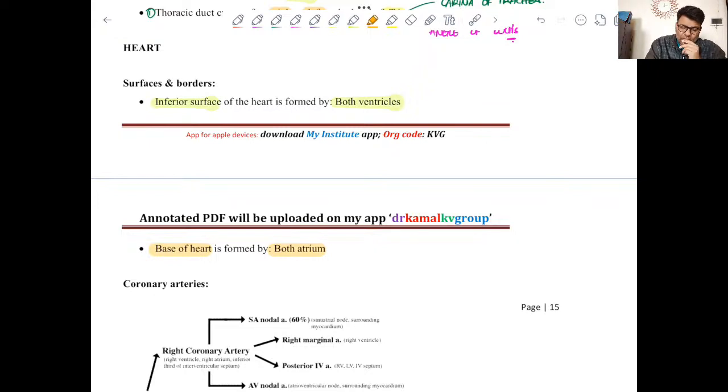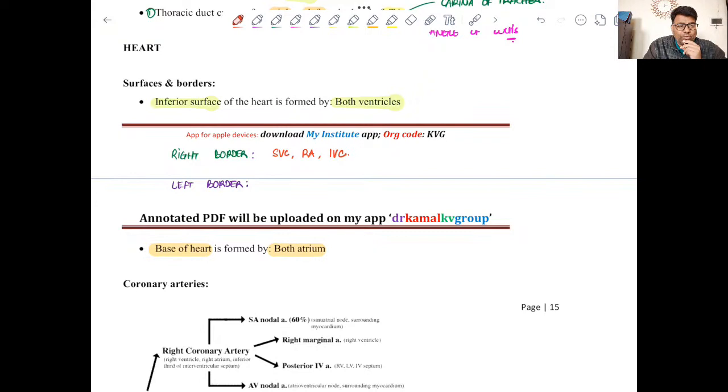Then you must know what structures form the right border and what structure forms the left border of heart. There are three structures which form the right border. One is superior vena cava, then right atrium, and inferior vena cava.